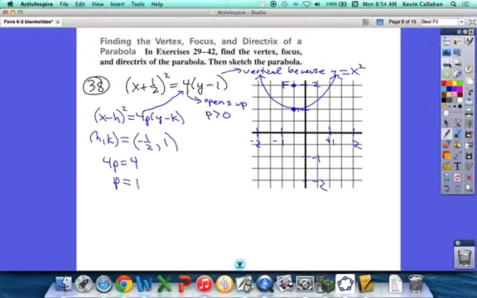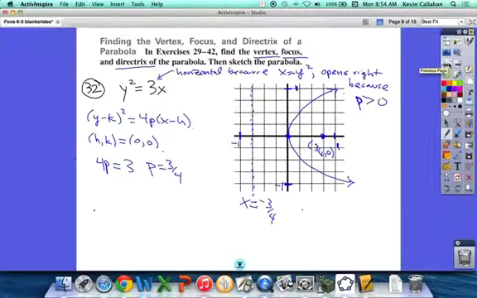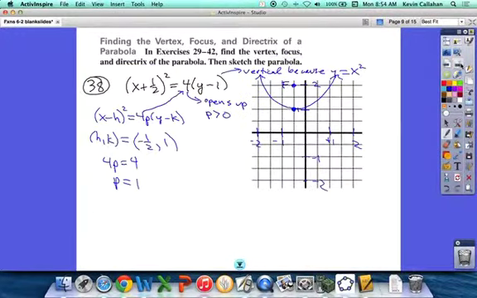Did I put that on the last one? You know what I didn't do? I didn't say that that's the focus. Right, so on this one, the focus is here. What are the coordinates of that point? Negative 1/2, 2.